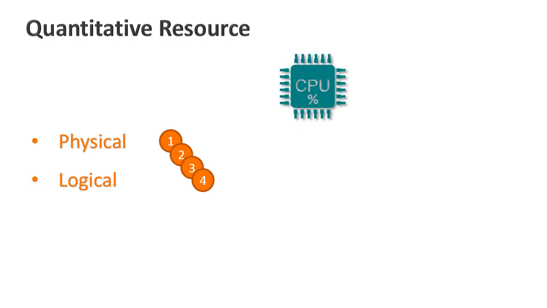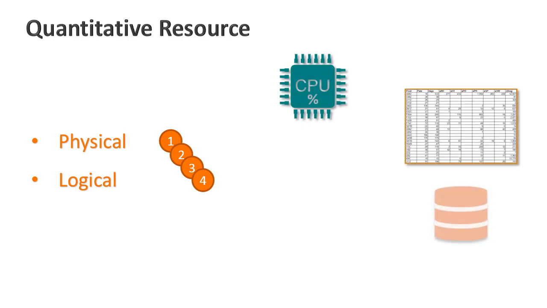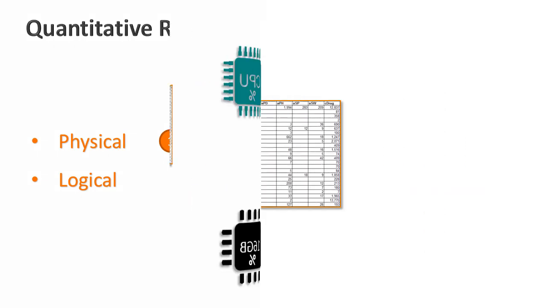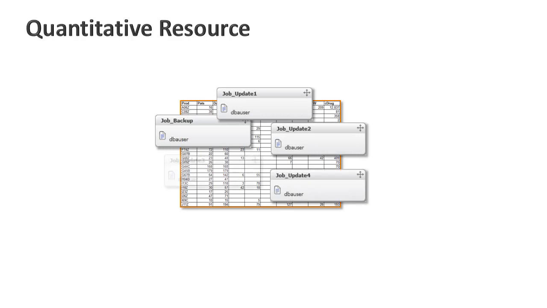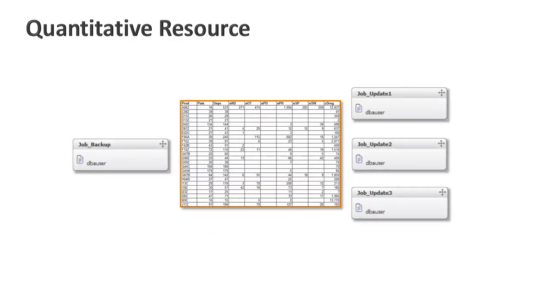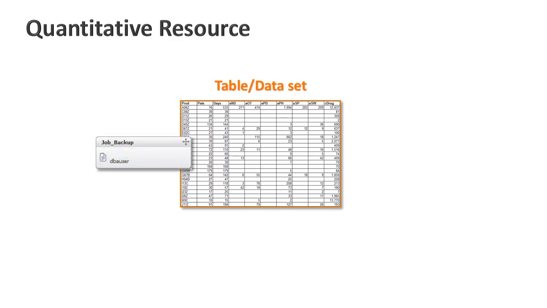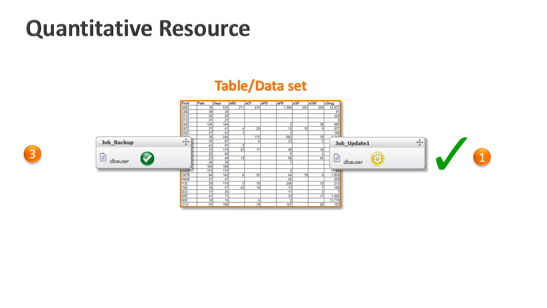A quantitative resource is a physical or logical entity that you can count, such as a CPU, table/dataset, database, or memory. Quantitative resources can help you avoid overwhelming the resources in an environment by managing the jobs that use the same resource. When a job is submitted, the specified quantity of the resource is allocated to that job and is unavailable to other jobs until the first job is completed. Control-M verifies that jobs are executed only when the required amount of the resource is available.